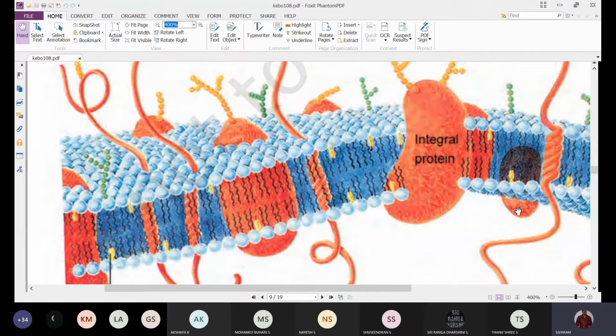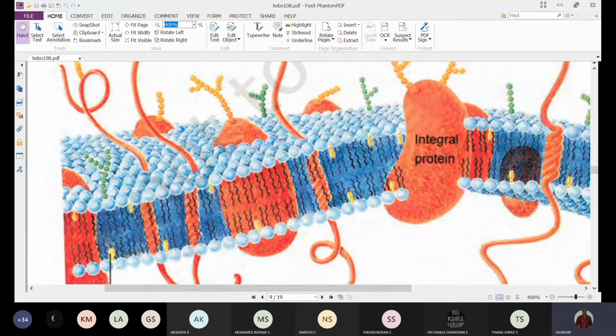Here we can see it is partially buried and some is extended outside. And we can see this protein is very strongly buried. These proteins are very difficult to remove from the cell membrane. That's why these proteins are called integral proteins of the cell membrane.